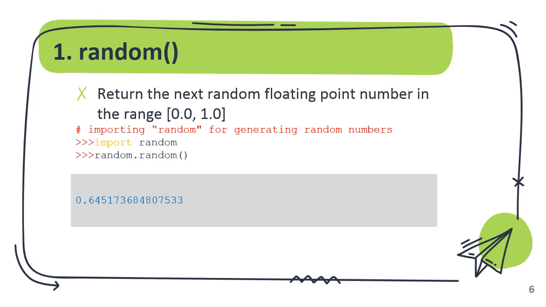First one is the random method. The random method is available in the random module. It returns the next random floating point number in the range 0.0 to 1.0. Whenever we call this random function after importing the random module, it returns a floating point value that is between 0 and 1, not greater than 1 or less than 0.